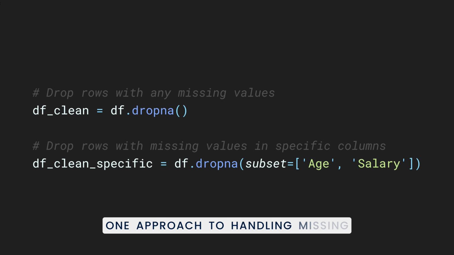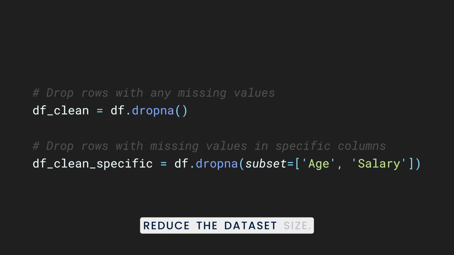One approach to handling missing values is to remove the rows that contain them. The dropna method creates a new data frame that excludes rows with any missing values. This method is appropriate when the missing data represents a small portion of your dataset, and removing these rows won't introduce bias or significantly reduce the dataset size.